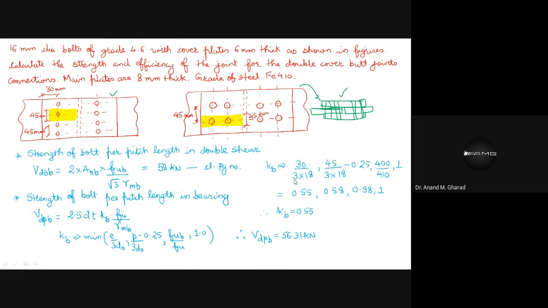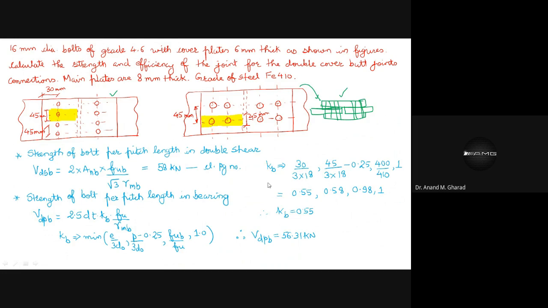As far as d naught is concerned, what value of d naught? I have written it as 18 mm. Can you verify this? Because this is a 16 mm diameter bolt. What does your IS code say? What does Table 19 say? What is the range of bolt diameter that has to be considered to have 2 mm clearance? Is it from 16 mm to 20 mm? What does it say? So the clearance for that is 2 mm. So 18 mm, whatever I have written, is it okay?